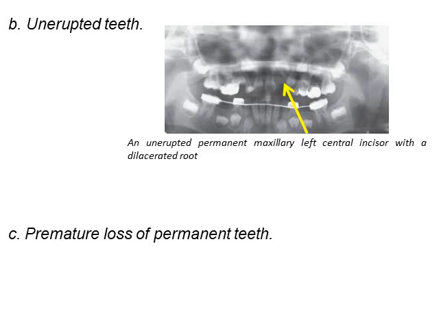B, unerupted teeth. An impacted or unerupted tooth causes localized spacing. Assess whether the tooth can be brought into normal position. This picture shows an unerupted permanent maxillary left central incisor with a dilacerated root. C, premature loss of permanent teeth. In this situation, a decision has to be made whether to close the space or maintain the space and replace with an implant or bridge.